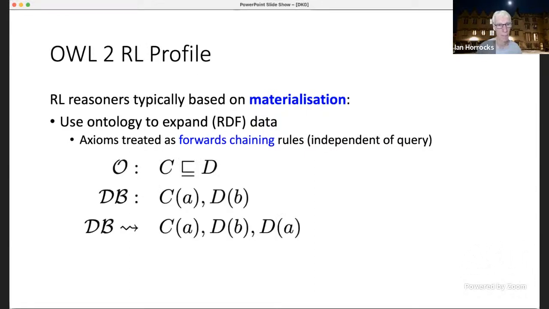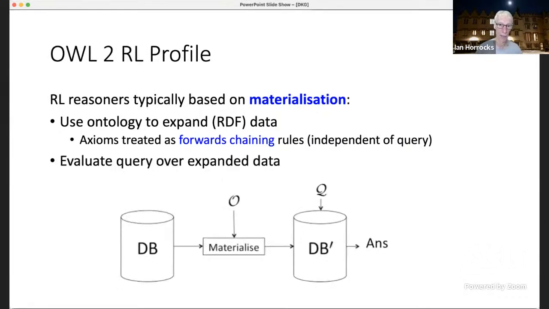And taking the same example, the way that would go is, if I have my ontology that says C is a subclass of D, and I have some data that says A is an instance of C and B is an instance of D, then if I treat this axiom as a forward chaining rule, it says, every C is a D. I know that A is a C, so I have to conclude that A is also a D. I add that to my data. Actually, in this very simple case, I'm done. And now I can just go ahead and answer whatever query I want over this expanded database, and that will give me the right answers. And so that's how that works in materialization.